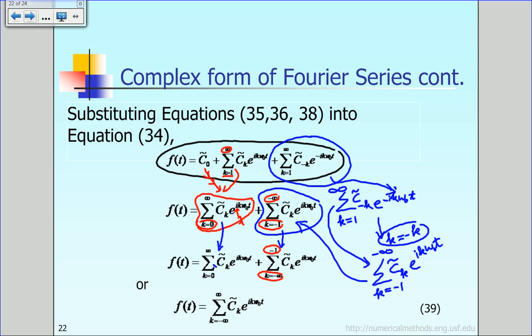The reason is because the thing inside the summation sign, for both terms, is the same. So you can put it the same thing in here, in equation 39. The only difference is the summation here goes from minus infinity to minus 1, and this one goes from 0 to plus infinity. And when you combine together, it becomes minus infinity to plus infinity.